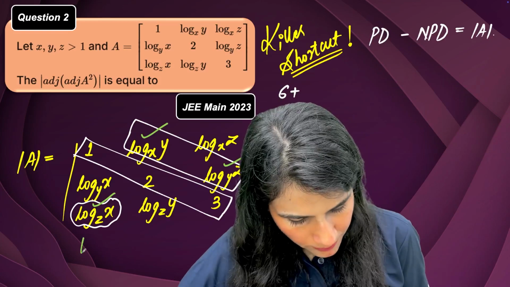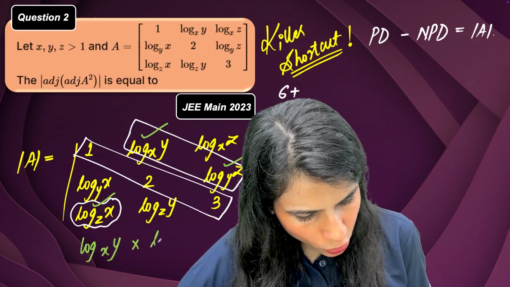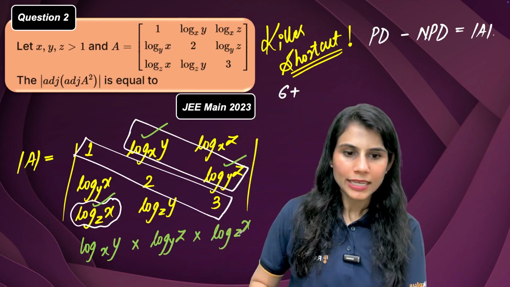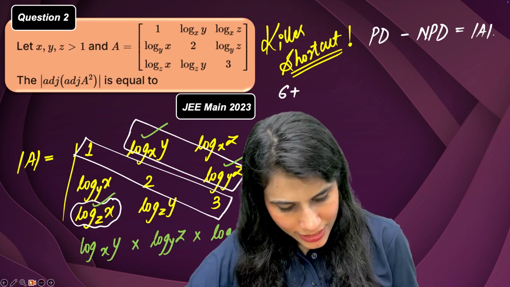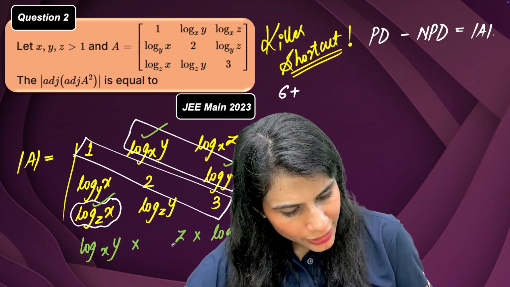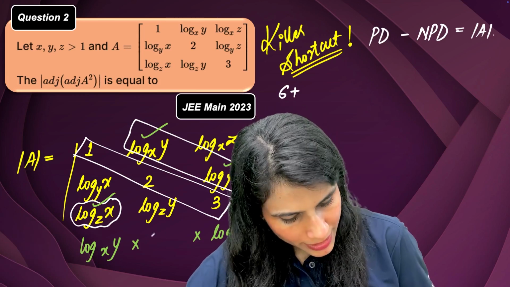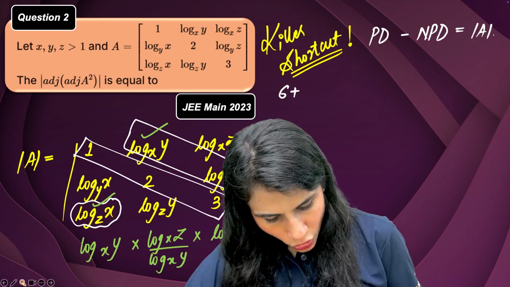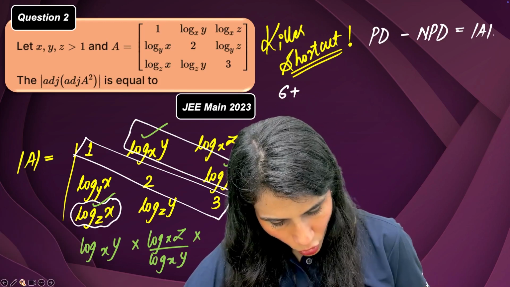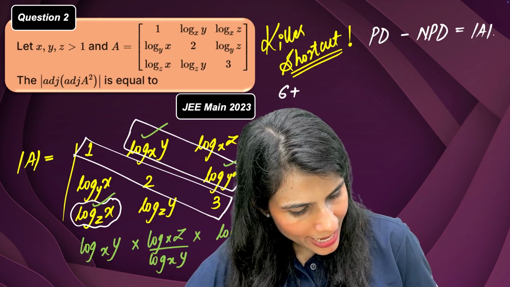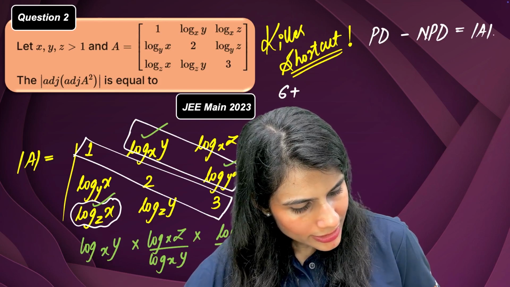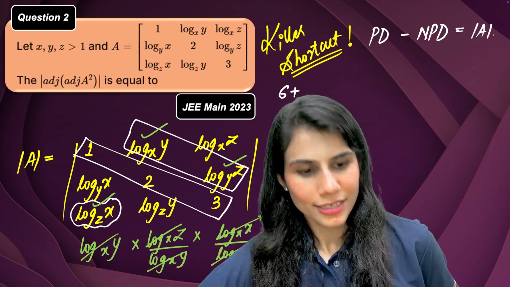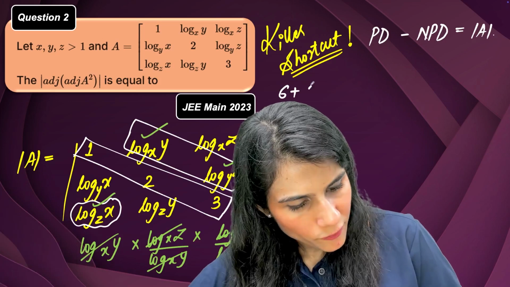You get log y to the base x into log z to the base y into log x to the base z. This is very simple to simplify. Log z to the base y, how can you simplify this? You can write log z to the base x upon log y to the base x. And log x to the base z will be log x to the base x upon log z to the base x. Cancels out, cancels out. This is nothing but 1. Right? So the next quantity you are getting is 1.